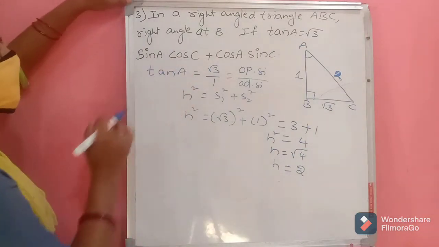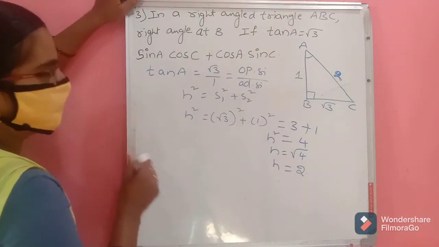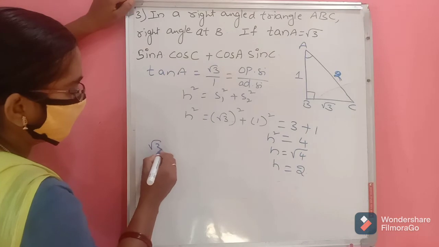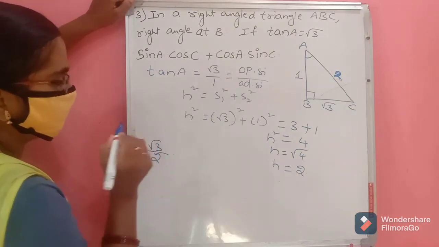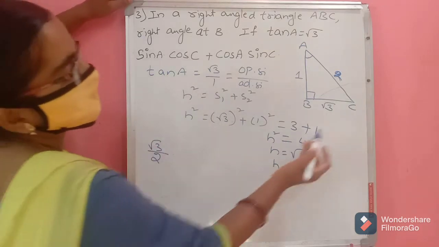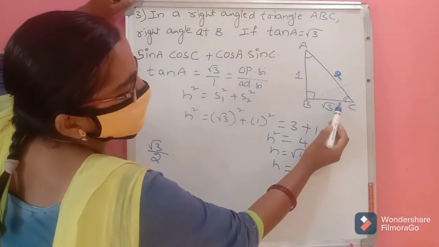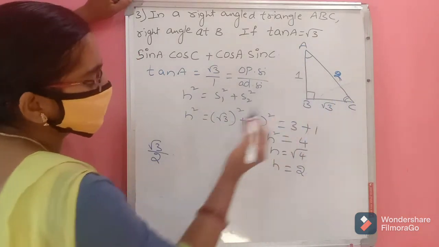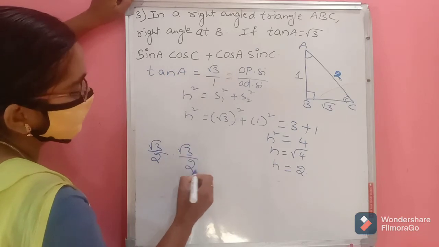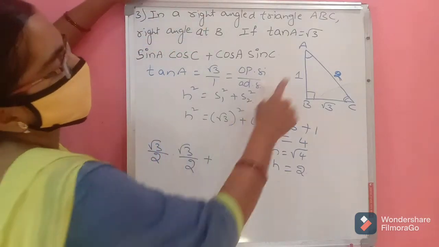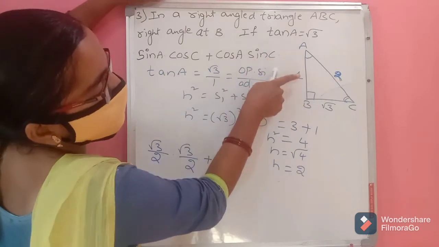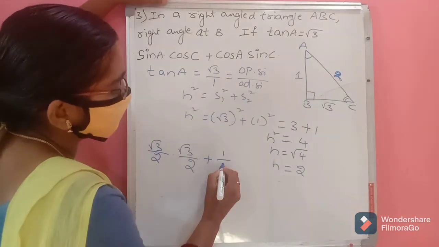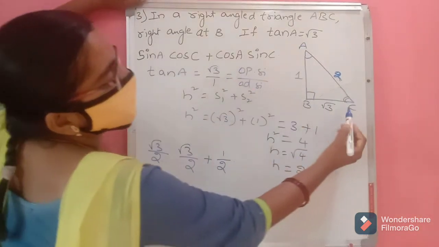Then we have to find out sin A into cos C. Sin A means opposite side by hypotenuse. Opposite side root 3 by hypotenuse 2, into cos C. See, this is angle C. Cos C means adjacent side by hypotenuse. For this adjacent side is root 3 only, by hypotenuse 2. So root 3 by 2, plus cos A. This is A. Cos means adjacent side by hypotenuse. Adjacent side is 1, by hypotenuse 2, into sin C.